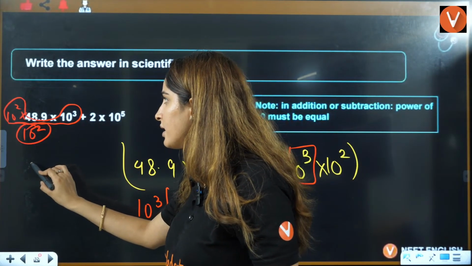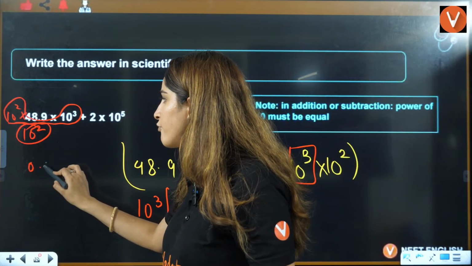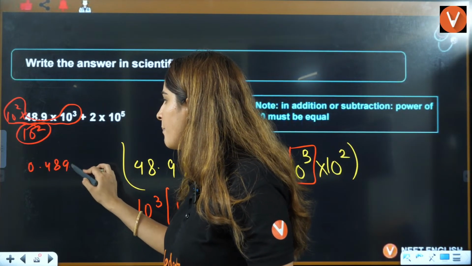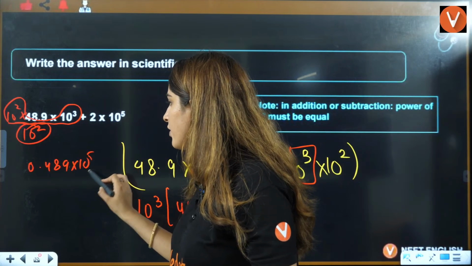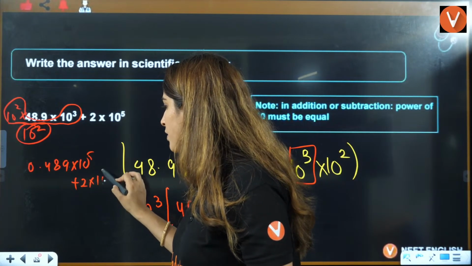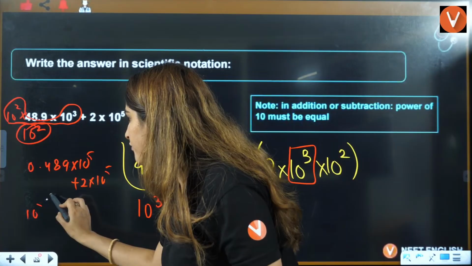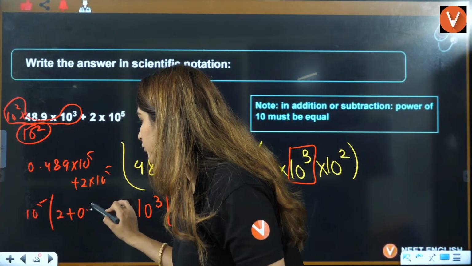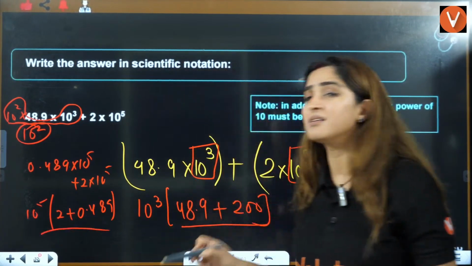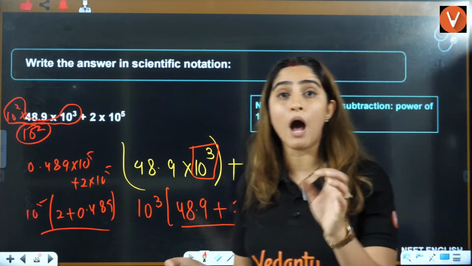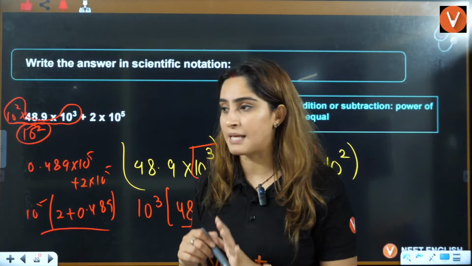You can also make it like 0.489 multiplied by 10 raised to 5 plus 2 into 10 raised to 5. Then you take 10 raised to 5 common, then add 2 plus 0.489. You will get the same answer. All you have to do is make that 10 raised to power the same.